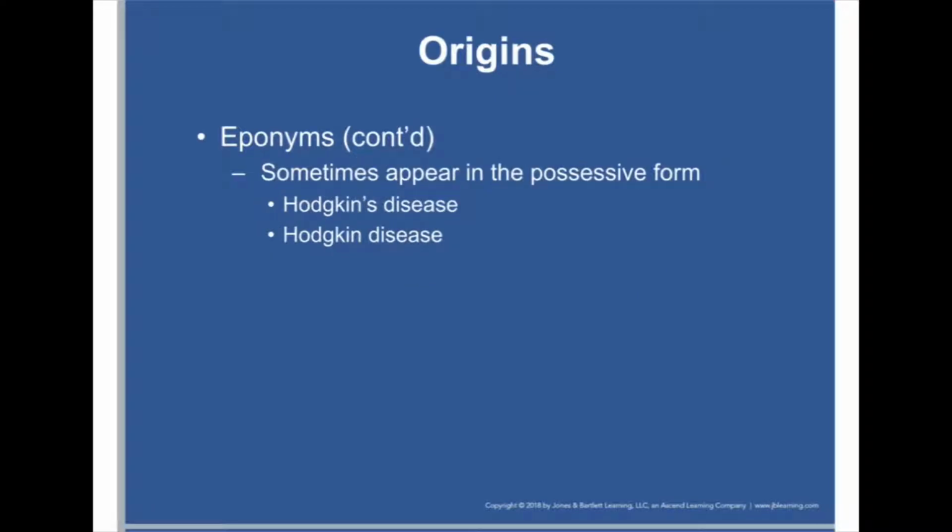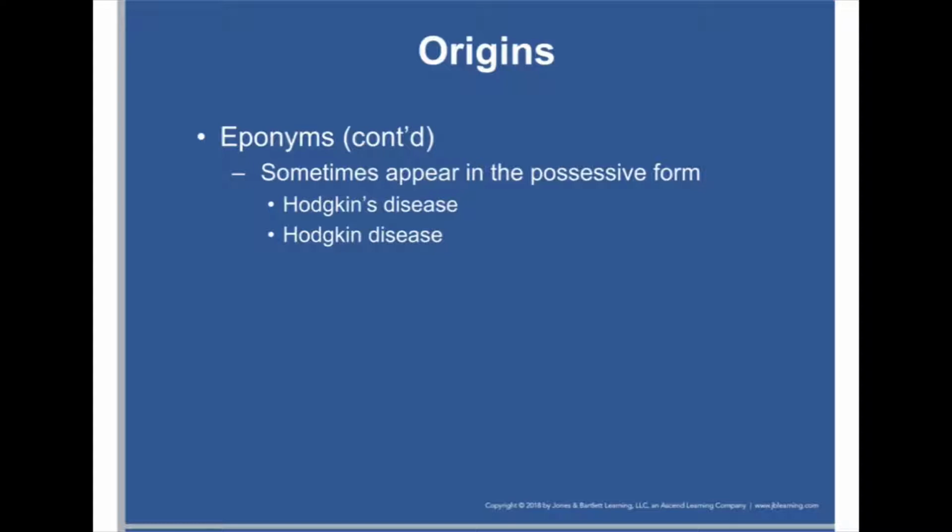Just one thing to take note of when we talk about eponyms is that sometimes the correct pronunciation or the correct term is possessive. So an example of that would be Hodgkin's disease or Hodgkin's lymphoma. In those cases, the correct name of that disease process is possessive, Hodgkin's. It is his disease or his lymphoma. The incorrect term would be Hodgkin disease. We don't call it that. We call it Hodgkin's disease. In this case, it's possessive.